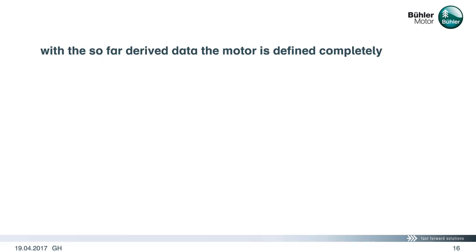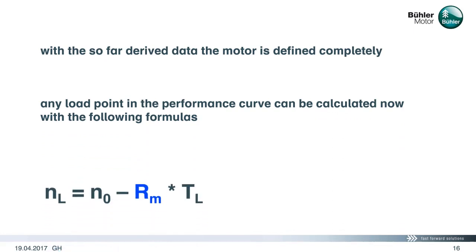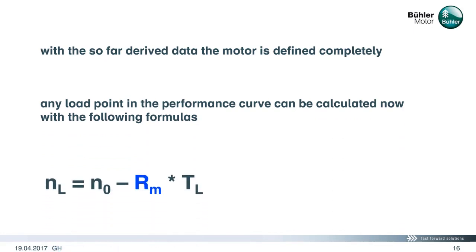Any load point on the performance curve can be calculated now with the following formulas. Load speed N sub L equals no load speed N sub 0 minus speed regulation constant R sub M multiplied by the torque load T sub L. Load current I sub L may be calculated by I sub L equals no load current I sub 0 plus 1 divided by K sub T multiplied by the torque load T sub L.